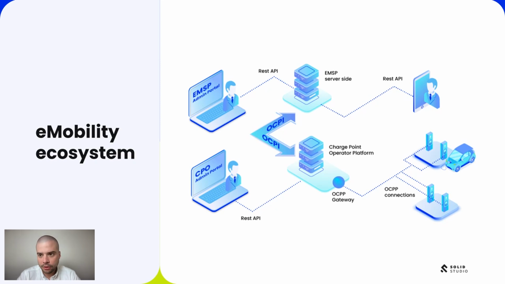Another extremely important open standard is the OCPI. So OCPI is the open standard that allows different parties to talk to each other in a unified way. So when the charge point operator would like to open the network to third-party EMSPs or an internal EMSP, they can do it over the OCPI. OCPI allows for multiple peer-to-peer connections.